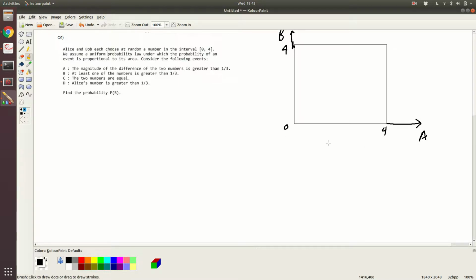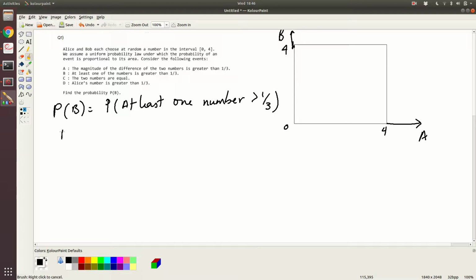And now we try to see what are all the regions here. So for the second question, at least one of the numbers is greater than 1/3. So let me just copy this over for future questions. Okay, so for P of B, what you are saying is at least one of the numbers is greater than 1/3. So let me write this. P of B is equal to the probability that at least one number is greater than 1/3.